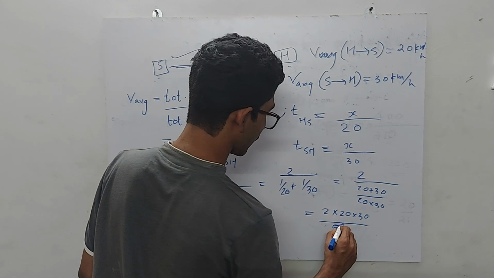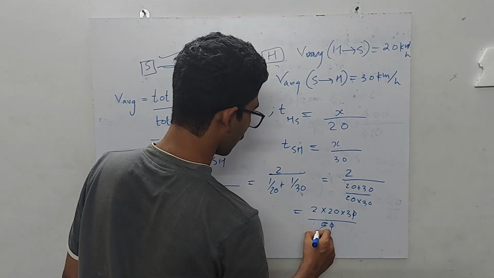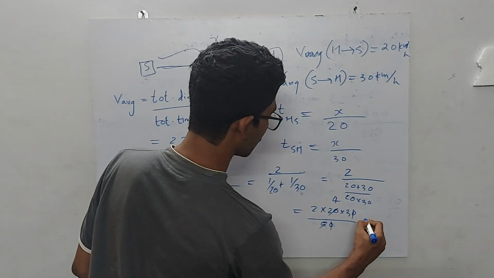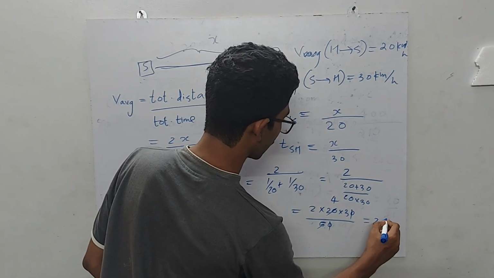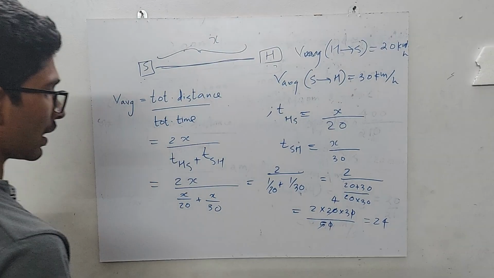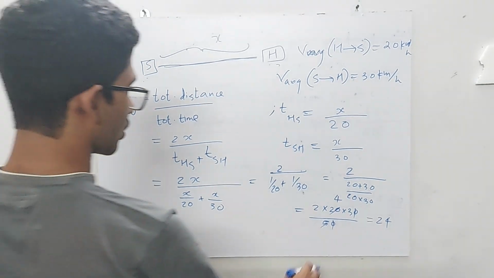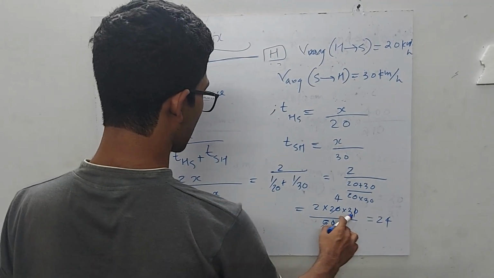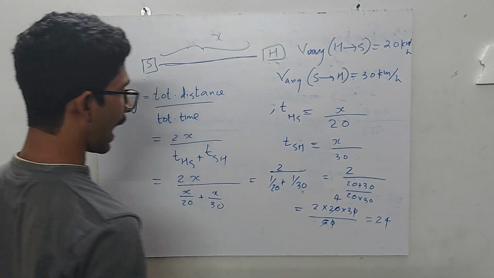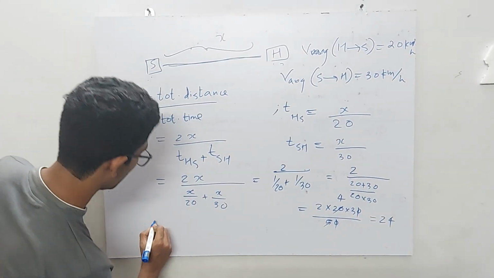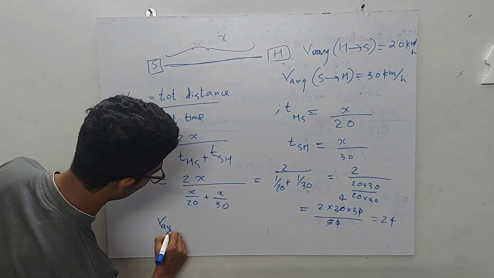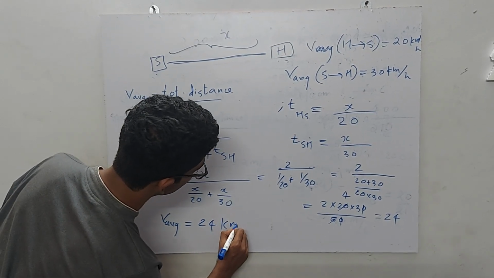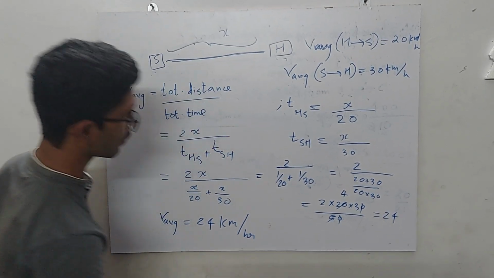So we can cancel 0 with another 0, 5 with 20. So 2 into 4, 8, multiplied by 3 would be 24. I hope I didn't make any mistakes. 0 and 0 cancel. Then 5 goes 4 times in 20. 4 into 2, 8, multiplied by 3 is 24. So the average speed of Abdul, v average, is 24 km per hour.